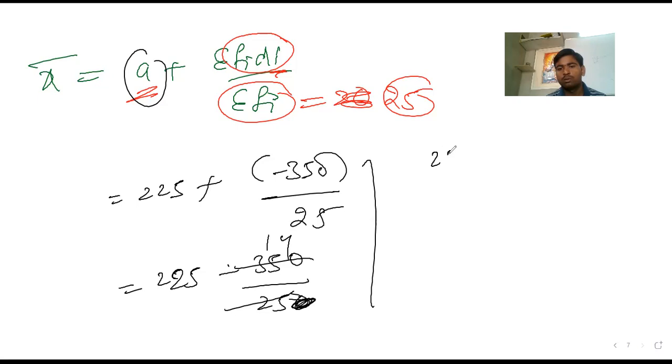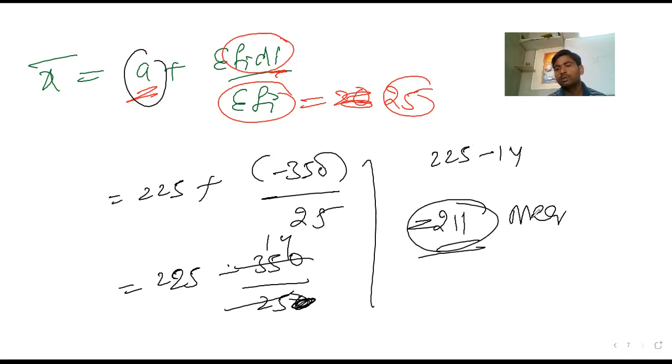So 225 minus 14. 25 times 14 is 350. Am I clear? Right? So 225 minus 14, we are going to get 211. Simple. So this is what we mean by using the assumed mean method, or deviation method, the assumed mean shortcut method. This is the way to get the answer.